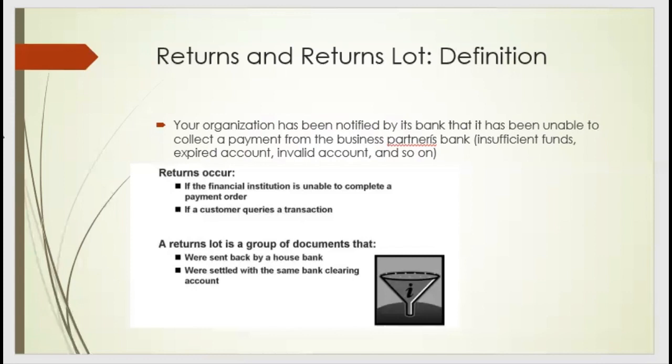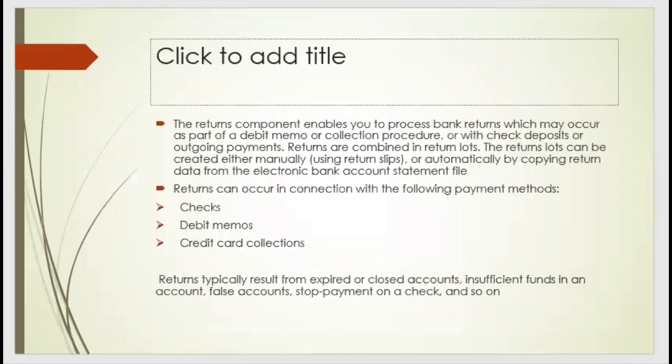Okay, a return lot is a group of documents that were sent back by a house bank, that means the banking system, and settled with the same bank clearing account. So whatever is cleared, that amount needs to be reopened, because we cleared that by understanding that this is a valid transfer, but the bank is saying that no, it is not a valid transfer. But there are many things for the returning. Mostly, the component which enables all this process is the debit memo or the collection procedure which reactivates this return process.